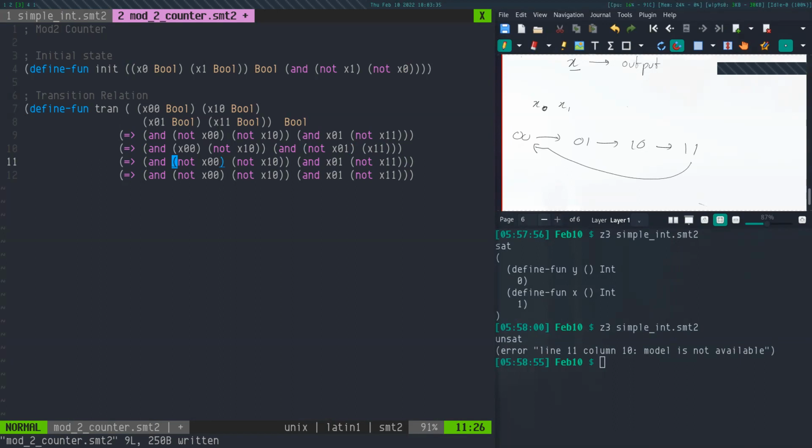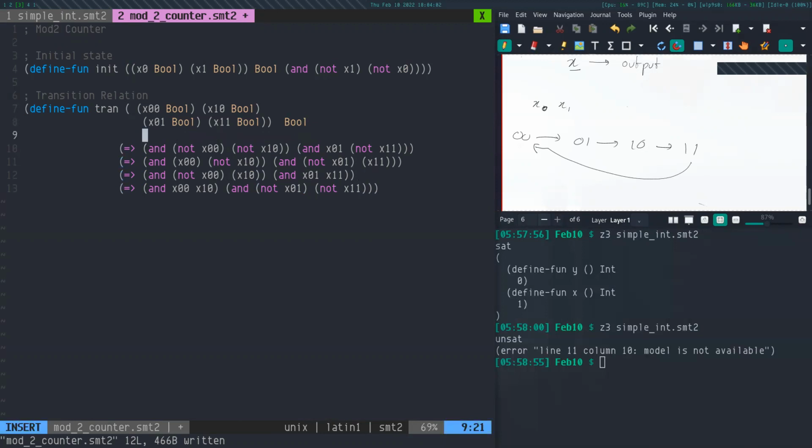Similarly, if we have 1, 0, that is this case, then we want to have 1, 1. So that would be this case. And if we have 1, 1, then we want to have 0, 0. And what we want to do is the AND of all of these things. And let's not miss a bracket here. So now we have declared something.